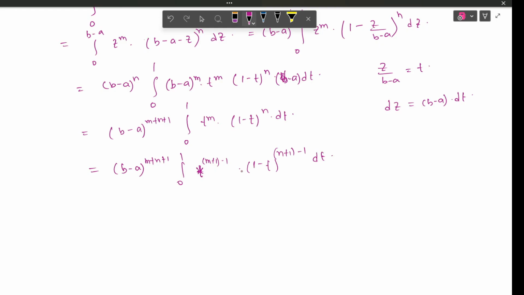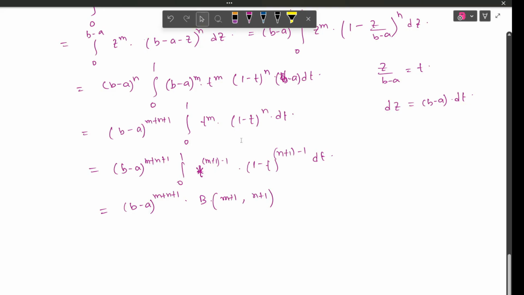So we can say that our m is m plus 1, n is n plus 1. So this should be b minus a to the power m plus n plus 1 beta of m plus 1 comma n plus 1, right?